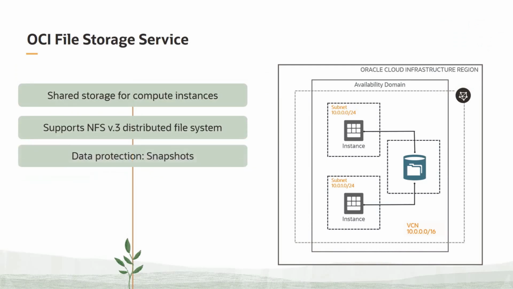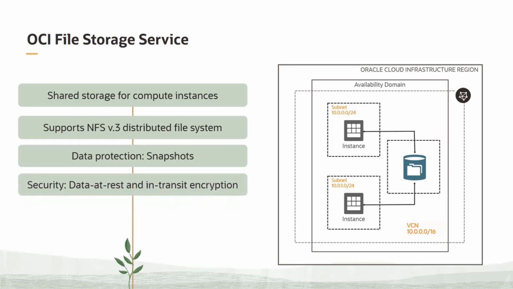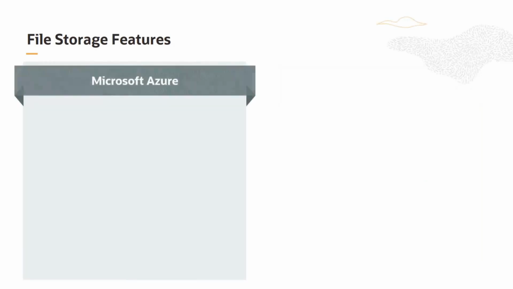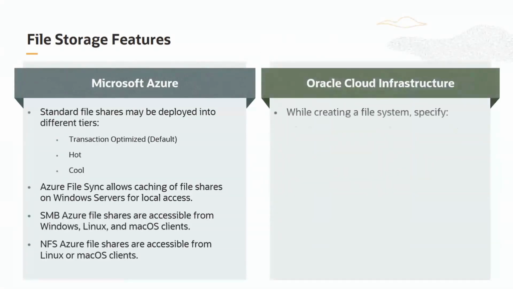The service also supports snapshots for data protection of your file systems. Snapshots basically are a consistent point-in-time view of your file systems, and all the data is encrypted at rest. In-transit encryption provides a way to secure your data between the instances and mounted file systems using transport layer security encryption. As you can see in this architecture, it basically depicts how the file storage service can act like a shared storage. Now let's look at some of the file system features.